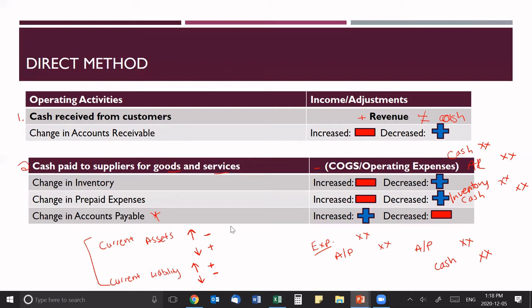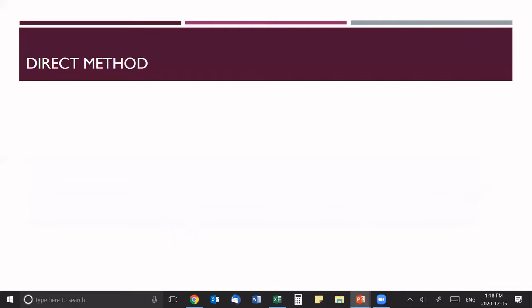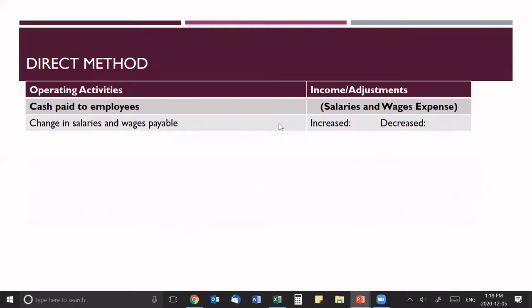All right, moving on. So we've dealt with revenue, we've dealt with cost of goods sold and operating expenses, but we have other expenses on our income statement. So you have to deal with each one of those expenses separately. So another expense is salaries and wages expense. So part 3, I guess, cash paid to employees. You're going to take out your salaries and wages expense. And again, this is in brackets, so that means it's a negative amount.